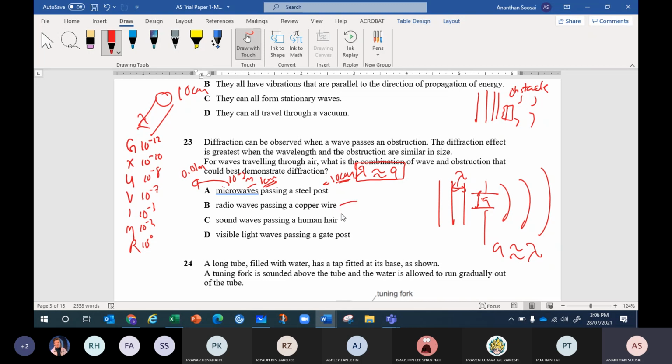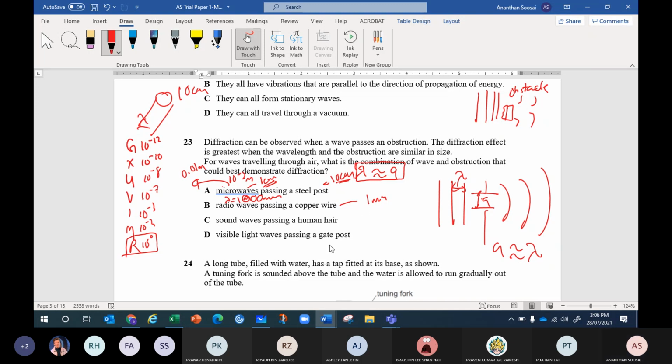Copper wire is in millimeter, right? The diameter of the copper wire, maybe take, let's say, 1 millimeter. Radio wave is how much? Radio wave is 10 power of 0, so can go like 1 meter. Radio wave wavelength, let's say, is 1 meter, because 10 power of 0 meter is like 1 meter. The copper wire is 1 millimeter. Maybe I change the meter to millimeter. So 1 meter is 1000 millimeter, versus 1 millimeter.